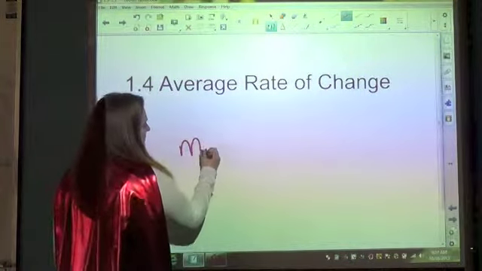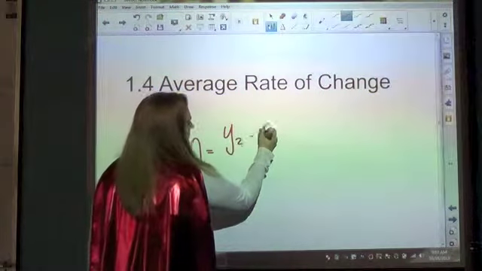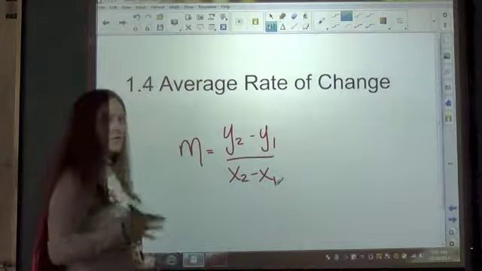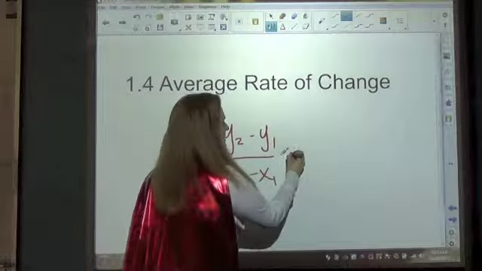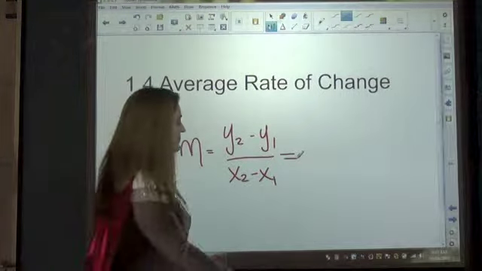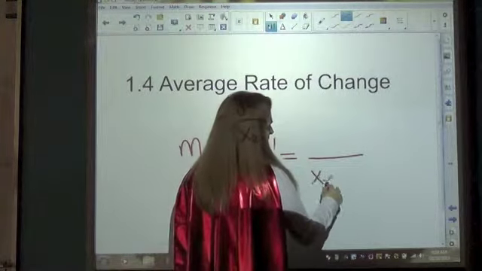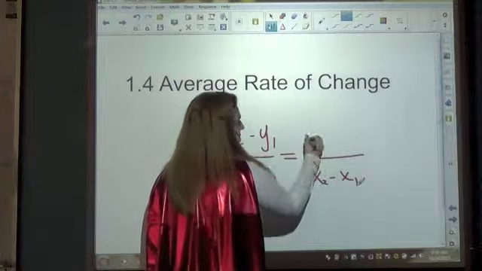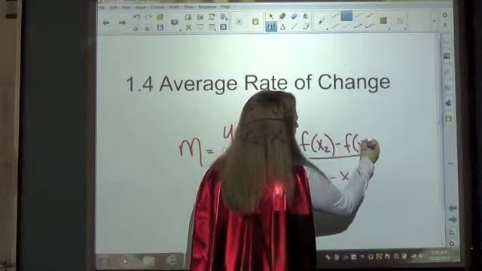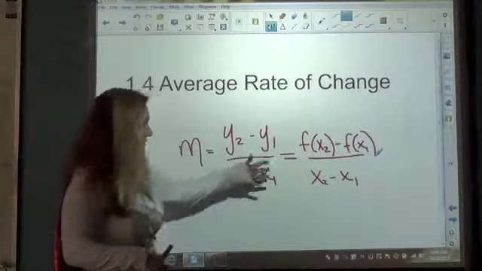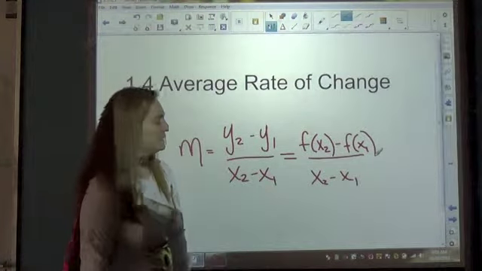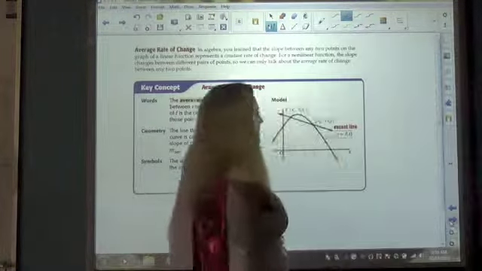If you guys remember, it's m equals y2 minus y1 over x2 minus x1. That's the slope formula. Now, since you're in pre-calc heading towards calc, this is kind of the elementary way to write it. So the denominator is still x2 minus x1, but the numerator is f of x2 minus f of x1. It's the exact same thing, so don't freak out because the book notates them a little bit differently. So, what is the average rate of change?